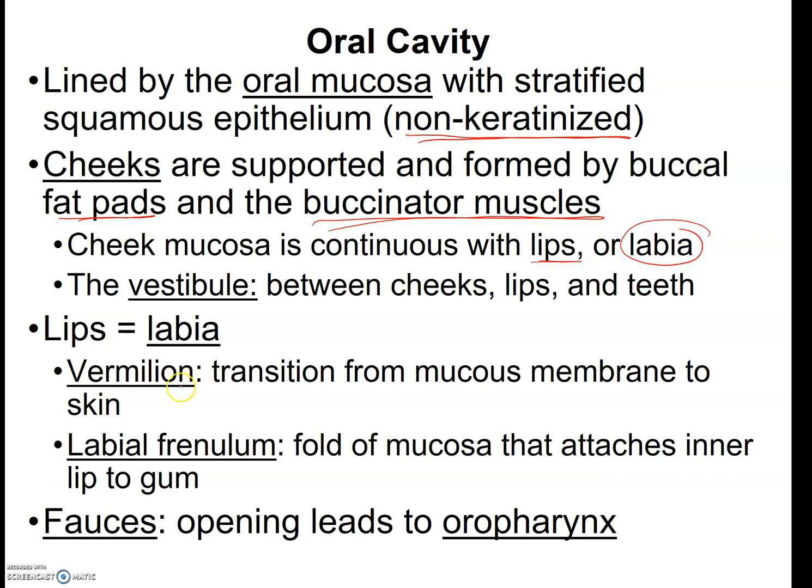The lips, or the labia, have the vermilion outline, which is the transition from the mucous membrane to the skin, the actual external portion. The labial frenulum is the fold of the mucosa as it attaches to the inner lip and the gum line itself. The vestibule is a region between the cheeks, the lips, and the teeth, and it's that small fold that I showed you on that last slide. The fauces are the opening leading to the oropharynx. So that's basically the junction going down to the back of your throat.